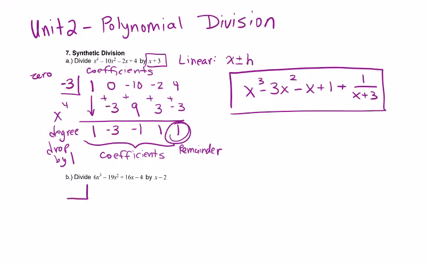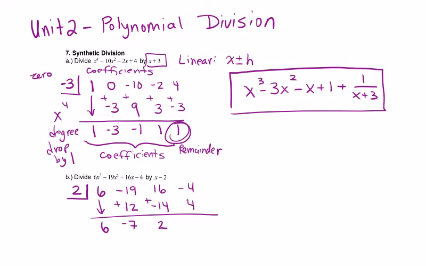So this time we're going to put positive 2 on the outside, and then inside we have 6, negative 19, 16, and then negative 4. And again, this time we had all the values, 3, 2, 1, 0 for our degree. So we bring down the 6, multiply gets us 12. Add those together, we get negative 7. Multiply gets us negative 14. Add those together, we get 2. Multiply gets us 4. Add those together, it gets us 0.